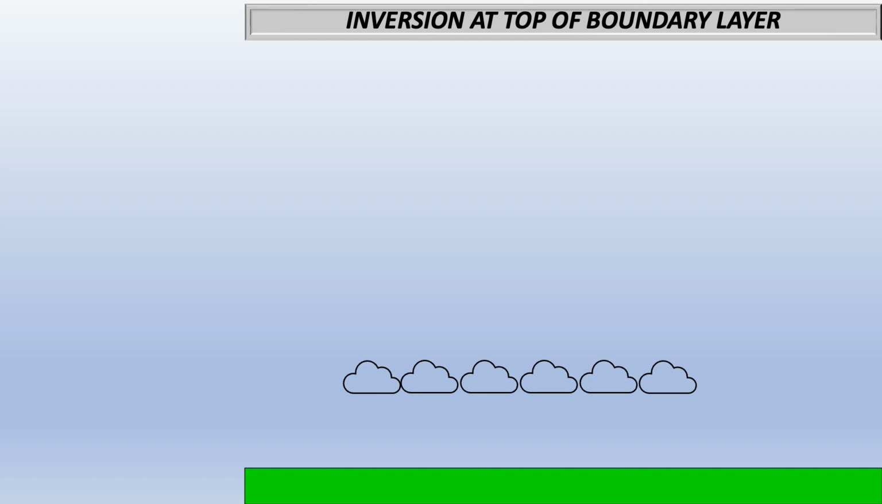Now, sometimes you can have an inversion at the top of the boundary layer. Now, we've talked about the boundary layer before, but it's basically the part of the atmosphere that is influenced by the ground. Okay, so when the sun heats the ground, it heats the air above it, and then convection carries that heat upwards. And the depth at which the atmosphere is mixed, well mixed, is called the boundary layer. So what if you have an inversion at the top of the boundary layer?